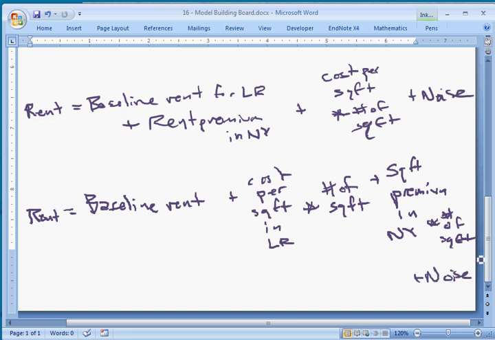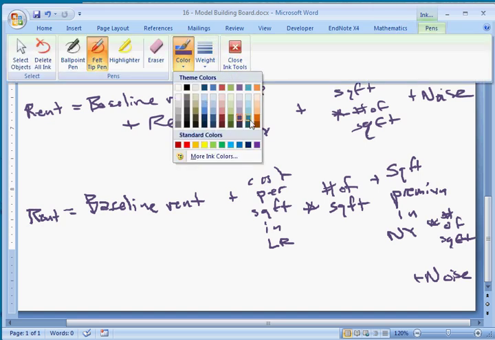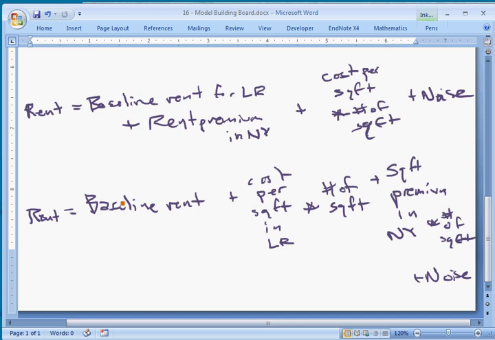In any case, you can see what we have going on here. Let's break this down. I'm going to change color so I can break this down a little bit more because we didn't look at this one really. Here we have a baseline rent that doesn't matter which city you're in. It's independent of city. It's just a fixed finder's fee for getting into the rental market, right? Whatever that is. And then what we're saying here is that there's a cost per square foot in Little Rock times the number of square feet. You've got to pay that. And then there's a different premium, right? So you can think of the cost in New York as being the cost per square foot in Little Rock plus the square foot premium, both of those times the number of square feet, plus some noise.